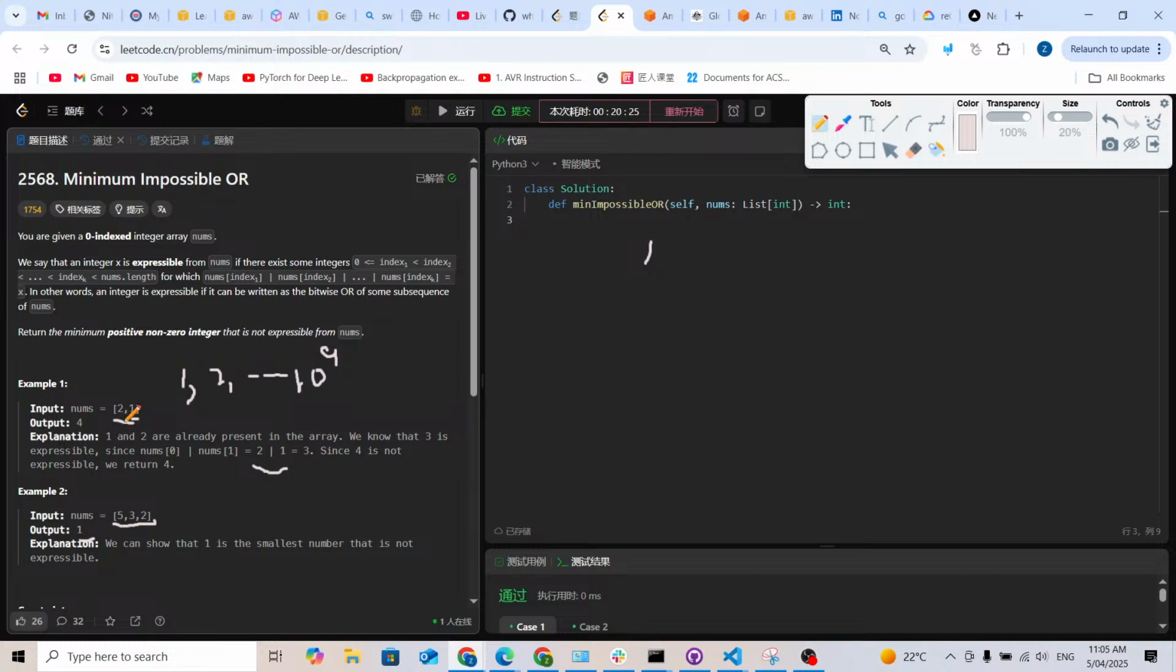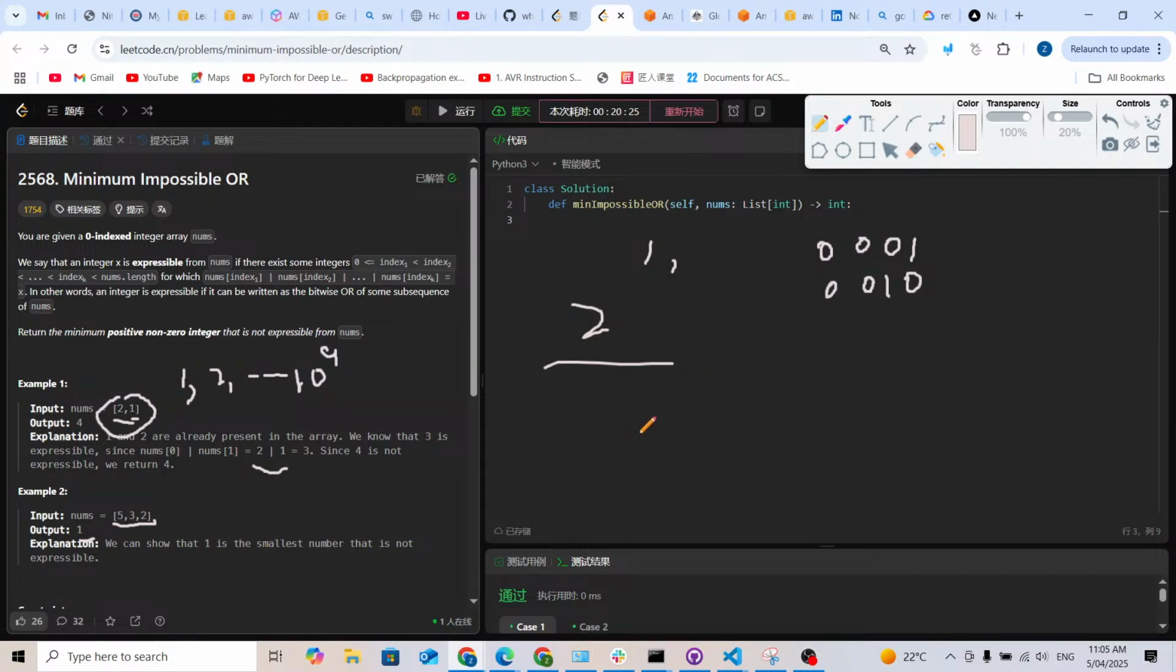Now we check the number 2. In the first example, we have the number 2, so it is expressible. For 1, the binary representation is 0, 0, 1. What about the number 2? We check it: 2 is expressible because it is inside nums, so it's 1, 0. Now if we have 1 and 2, we're going to have a 3.